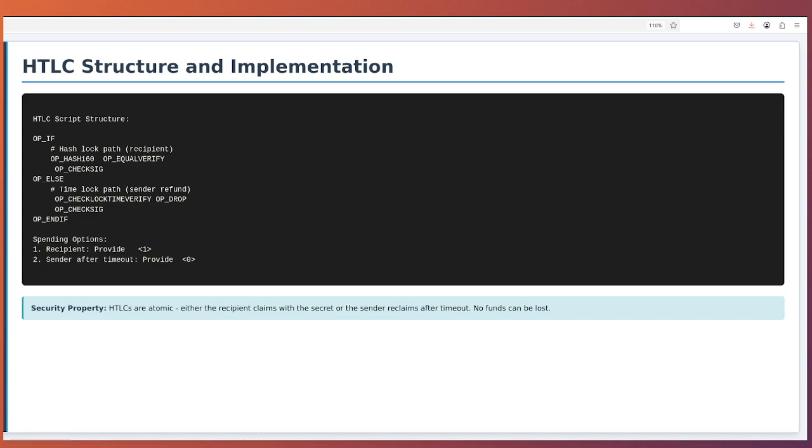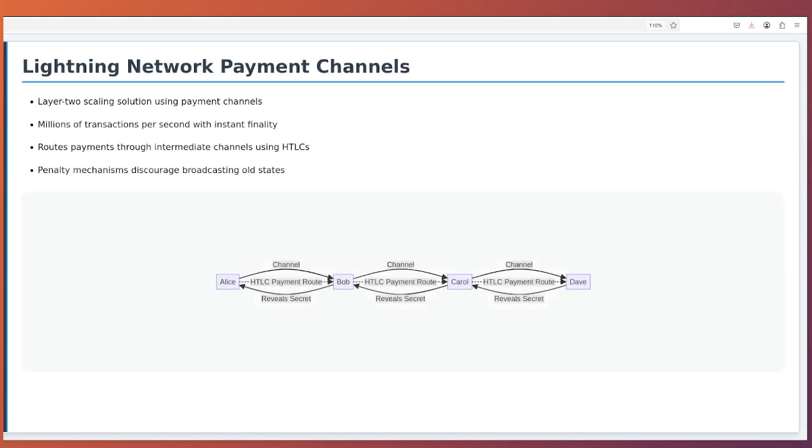The time lock must be carefully chosen. In atomic swaps, the time locks must be staggered such that each party has sufficient time to respond before the next party's time lock expires. In Lightning Network, time locks decrease along the payment route to ensure upstream nodes can reclaim funds if downstream nodes don't settle. Lightning Network payment channels.